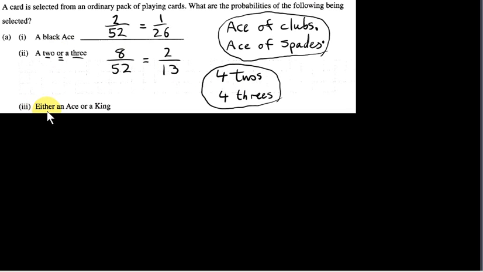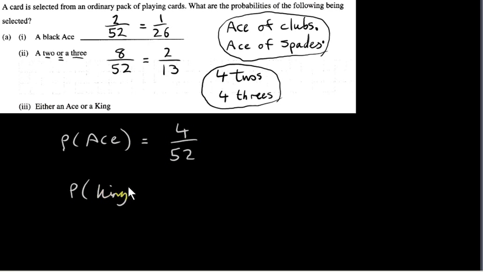Next, we want the probability of getting either an ace or a king. So again, we could use the OR rule. We could get the probability of getting an ace, which is 4 over 52, because there are 4 aces in a pack of cards. The probability of getting a king is 4 over 52, because there are 4 kings, a king for each suit, clubs, spades, hearts and diamonds. These are mutually exclusive events, getting an ace or a king.